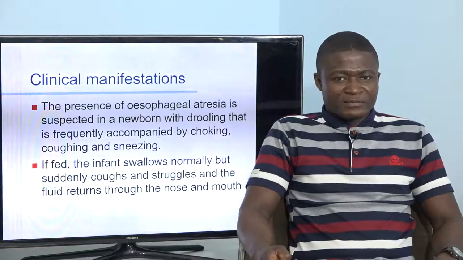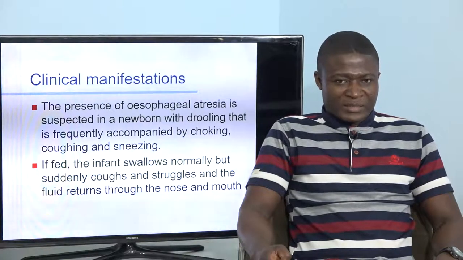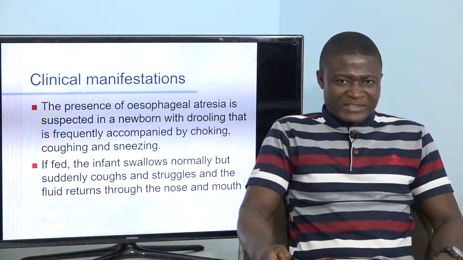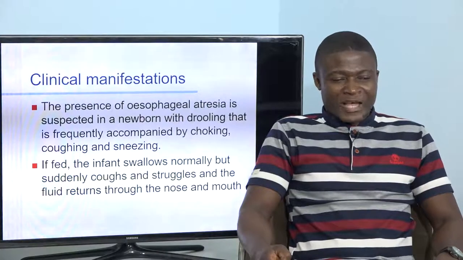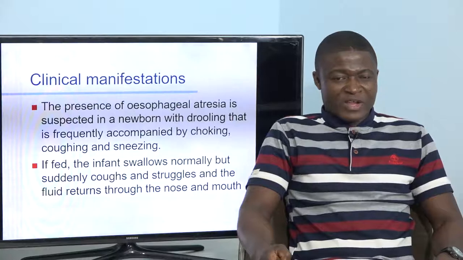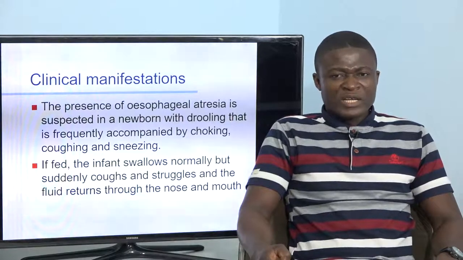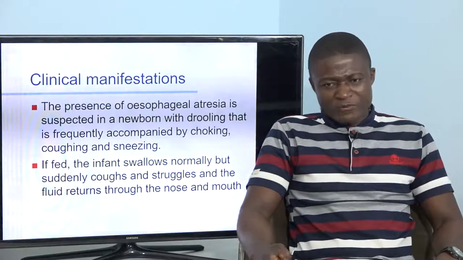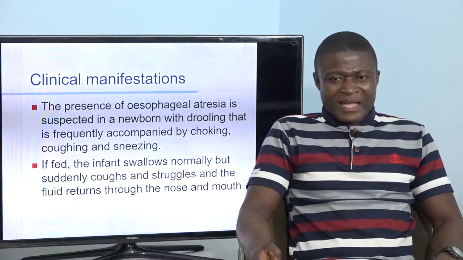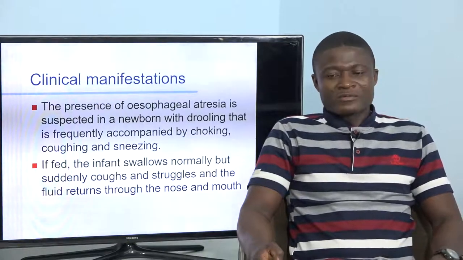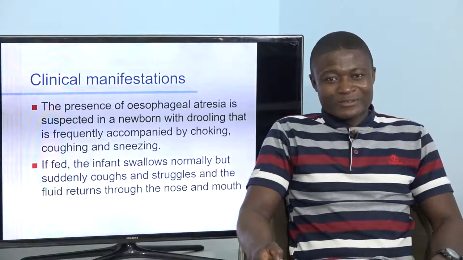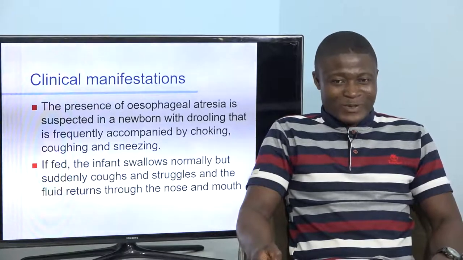If fed, the infant swallows normally, but suddenly coughs and struggles, and the fluid returns through the nose and the mouth. So this baby fed through the mouth, and after feeding the baby started to cough immediately and sneeze, and the breast milk flows out of the mouth and the nose. Where did the food get into the nose? So in that case, you should know that there is a problem.